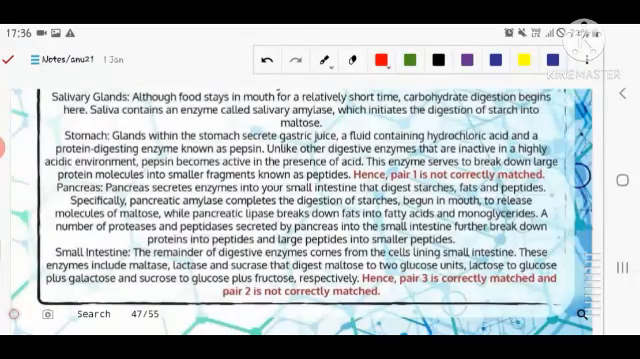The pancreas secretes enzymes into your small intestine that digest starches, fats, and peptides. So the whole lot of other material is digested here, in the pancreas or the small intestine, you can say.